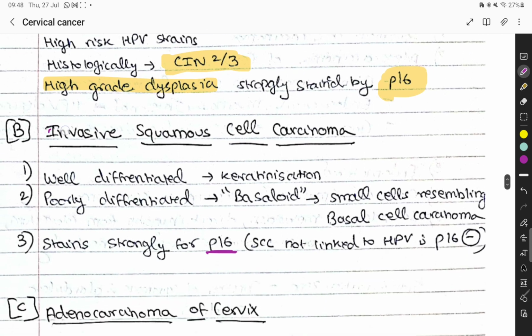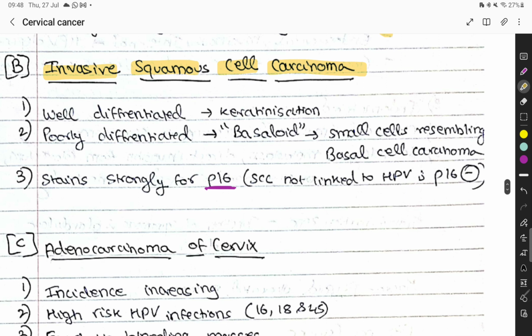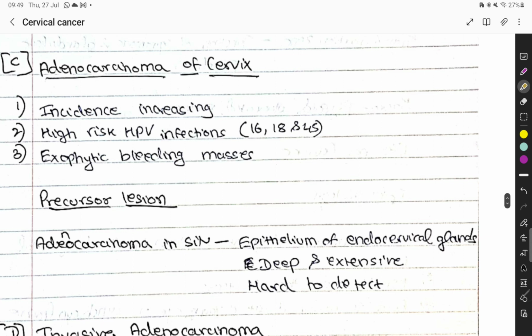Okay, now invasive squamous cell carcinoma. The well differentiated ones have keratinization. Poorly differentiated ones are basaloid. They look like basal cells, small cells resembling basal cell carcinoma. It stains strongly with P16. Squamous cell carcinoma not linked to HPV is P16 negative. Okay. Now the other type of cancer that we studied during the classification was adenocarcinoma of the cervix.